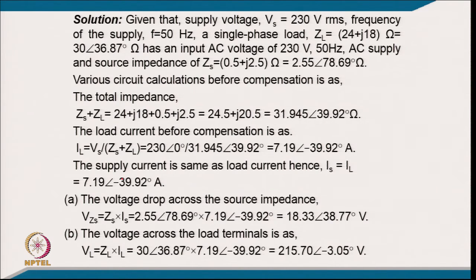The supply current is the same as the load current, as both will be equal, and the voltage drop across the source impedance will be Zs into Is. We put in the values, so it comes to 18.33 at the angle of 38.77 volt, and the voltage across the load will be the load impedance times the load current, and it comes to 15.70 at the angle of minus 3.05. I mean before the compensation, so it reduces compared to 230 volt.